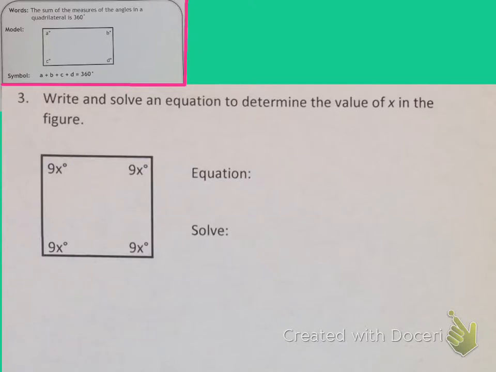Let's try another one. Write and solve an equation to determine the value of x in the figure. Well, as I look at this figure, I see that each of the four angles is 9x. So I'm going to write 9x plus 9x plus 9x plus 9x equals 360 degrees. And I know that a way that we can shortcut this is to do 9x times 4.